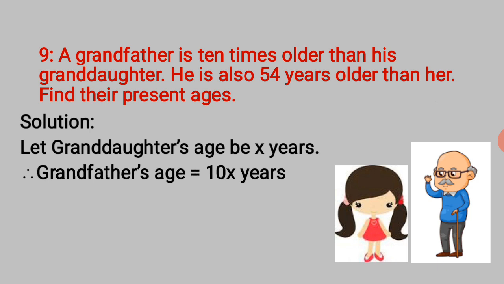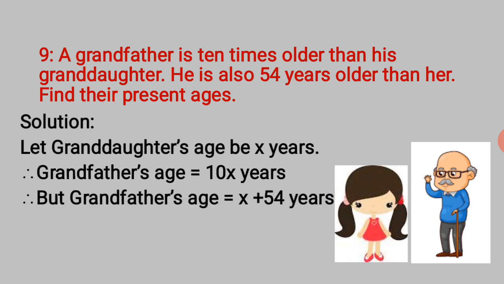Further it is told he is 54 years older than the granddaughter. So the age can be further written as x plus 54. This is another way of representing the grandfather's age. One is 10 times, so 10x. The other is 54 years older, so x plus 54. But these two ages of the grandfather must be equal because we are talking about one person's age. So we can say that 10x is equal to x plus 54.